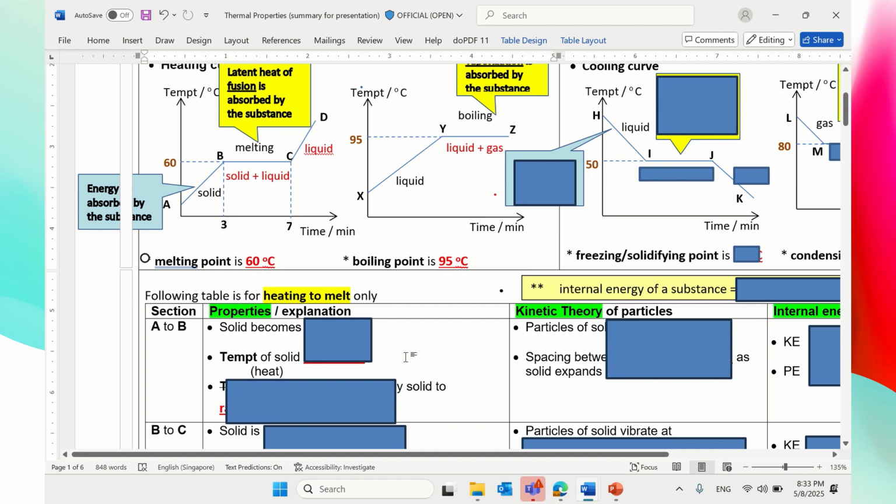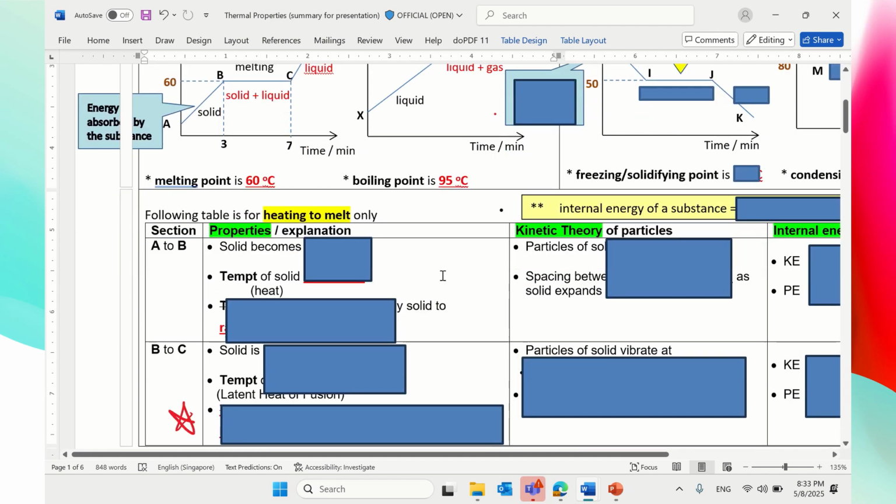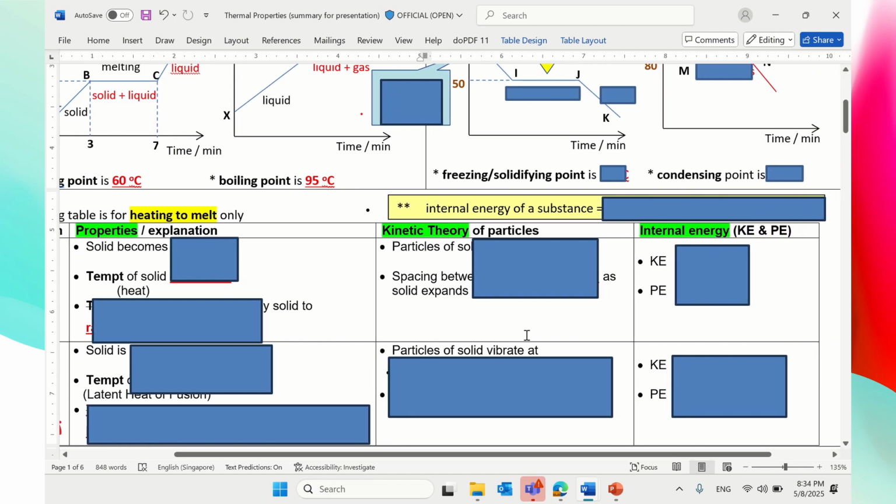Okay, now I have divided the table into three columns. First column is the physical properties, the changes in the physical properties, and then the middle column is the kinetic theory of particles to explain what is happening in the different parts of the graph. And finally, how this kinetic theory explains the changes in the internal energy of the substance involved.